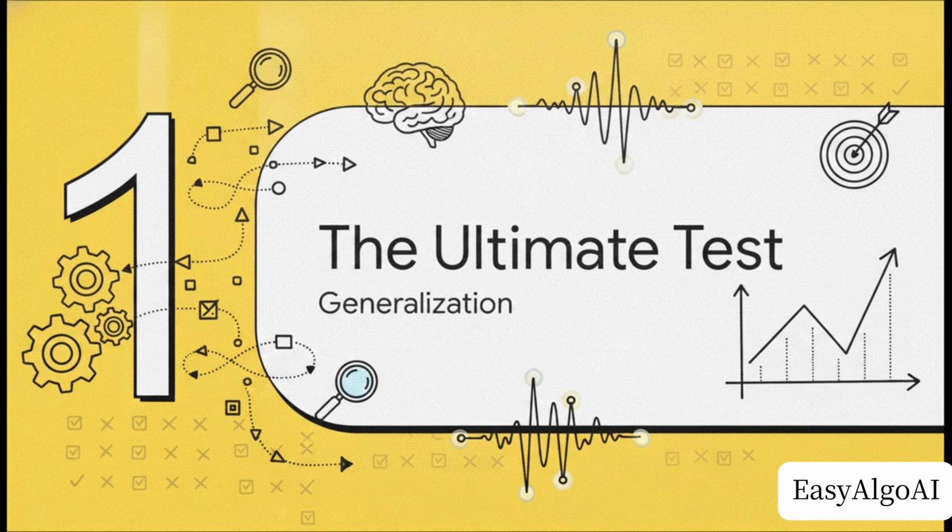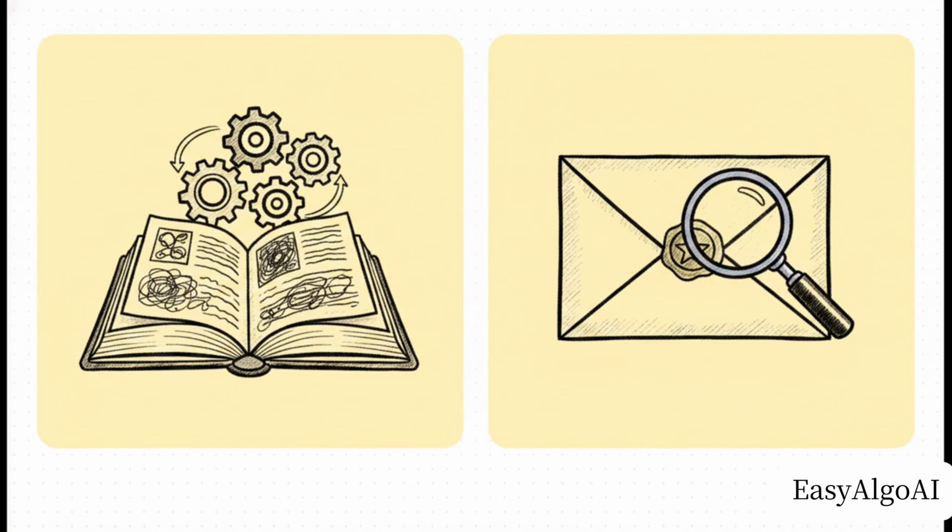All right, kicking things off with section 1, the ultimate test. So think of your data in two completely separate buckets. First, you've got your training set. This is the open book. It's the data your algorithm has already seen and learned from. But acing the test when you've already studied the answer key isn't exactly impressive, is it?